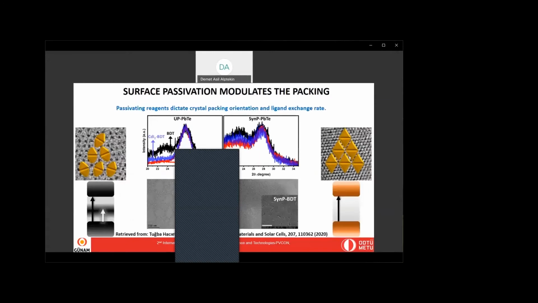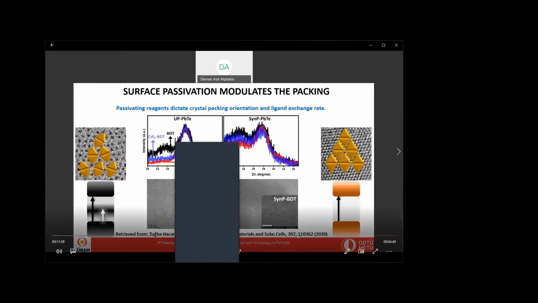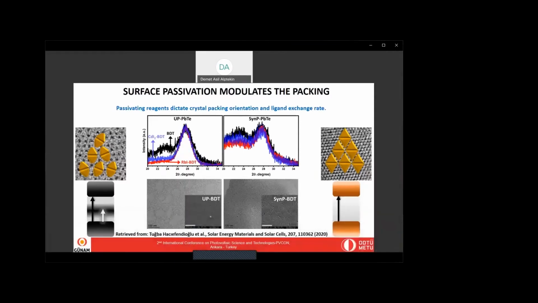We also discovered that surface passivation modulates the cracking. We've used different types of passivating reagents during thin film formation, and we discovered that if we use synthetically passivated lead sulfide quantum dots for the thin film formation, both the 1-1-1 diffraction pattern and 1-0-0 diffraction pattern are preserved, and the film has long range order, and the crystals are nicely organized.